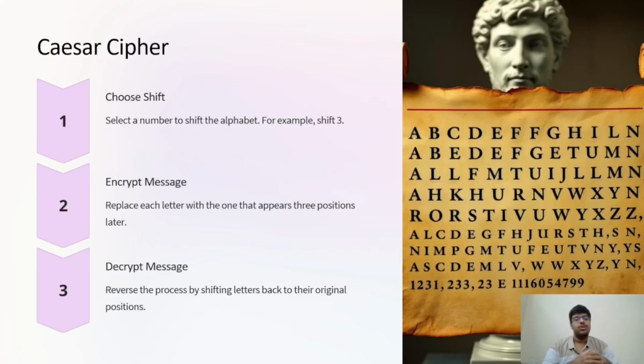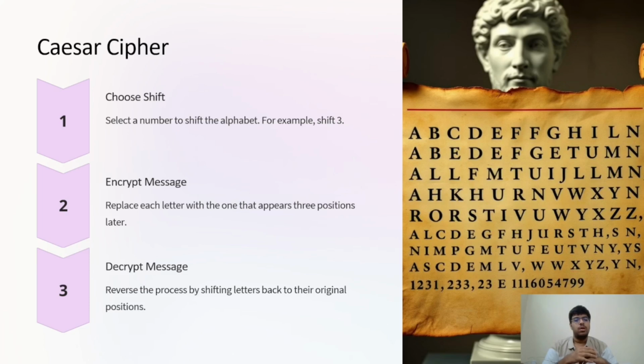Next, we have the most used Caesar cipher. Here we have three parts of it. The first one is to shift. Shifting means to move the letter across a particular shift value. For example, select a number to shift the alphabet, say a shift of 3. In the image here, if you shift D by 3 shifts, it will move 3 places and land on G.